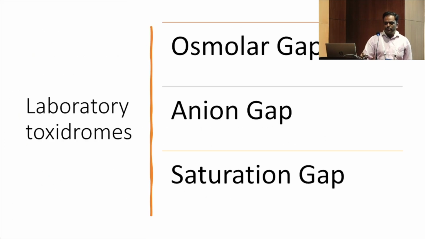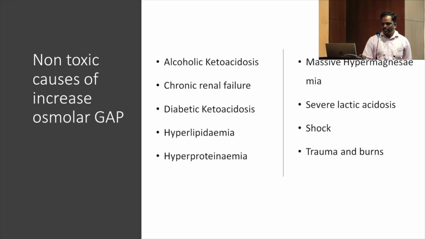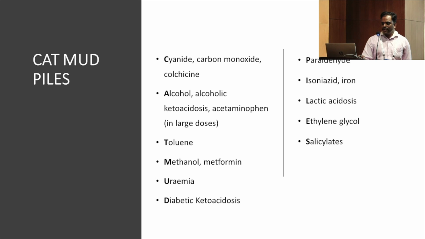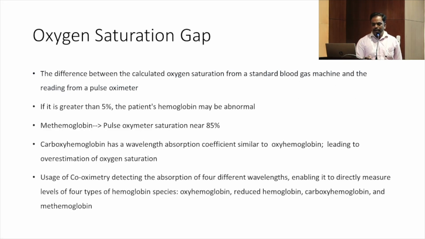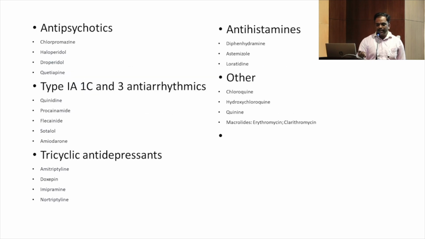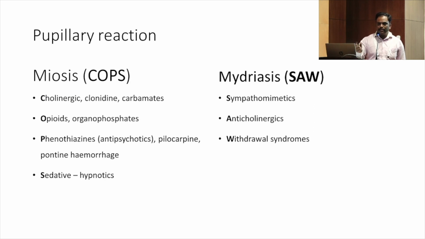You also need to remember these things: osmolar gap, anion gap and saturation gap. I have just mentioned the drugs which can cause increased osmolar gap, widened anion gap, metabolic acidosis. The mnemonic would be CAT MUD PILES, and saturation gap, and also QT prolongation and antipsychotics. These are all I have just included in the slides with all the mnemonics.